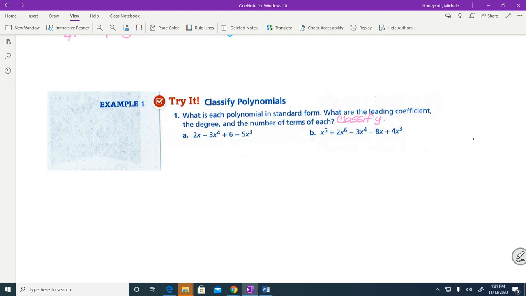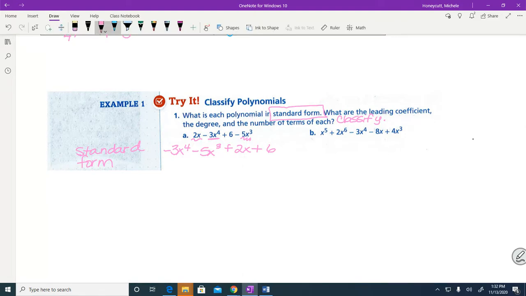So I need to put it in standard form. That means I need the term with the highest exponent first. So I'll put that negative 3x to the fourth first. The next highest exponent is cubed, so minus 5x cubed. Then plus 2x plus 6. So this is standard form. It said, what's the polynomial in standard form? Check. Then it's going to ask me to find the leading coefficient.